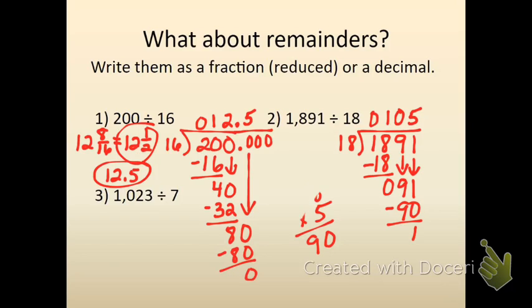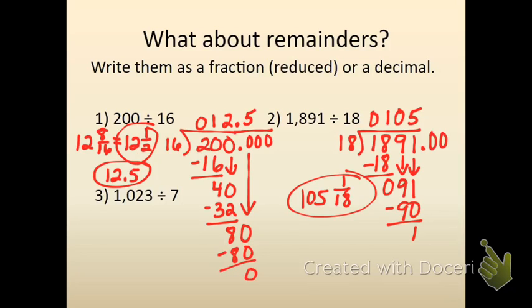I'm going to erase this and get it out of our way. Okay, so if we were writing it as a fraction, we would get 105 and 1 over 18, right? That's the answer as a fraction. But sometimes we won't be able to leave it that way, so we need to add a decimal and 3 zeros and keep dividing. Okay, so now let's bring down our next 0. So how about 18 into 10? How many times does that go? 0. So put it up.